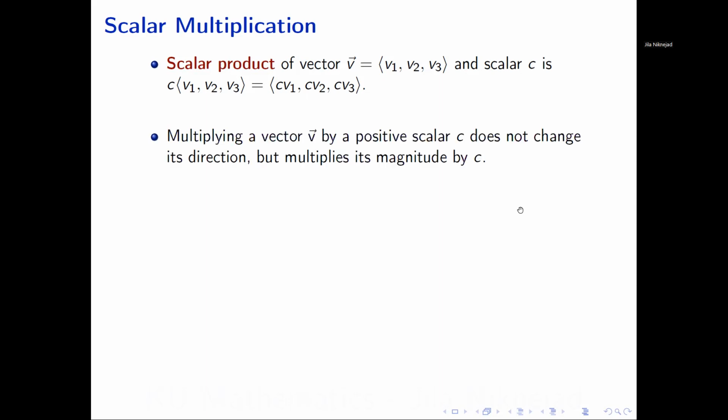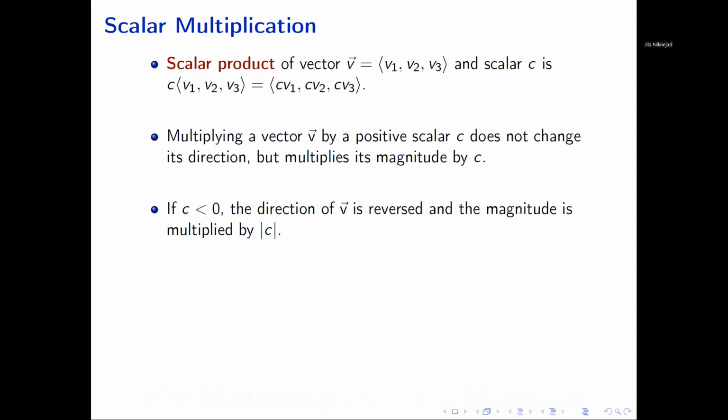Multiplying a vector v by a positive scalar c does not change its direction, but multiplies its magnitude by c. Now, if c is a negative number, the direction of v is reversed and the magnitude is multiplied by the absolute value of c.